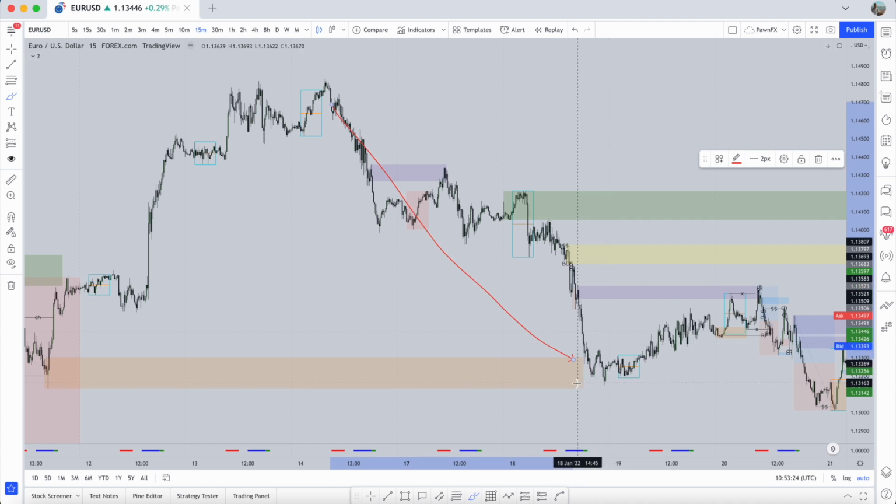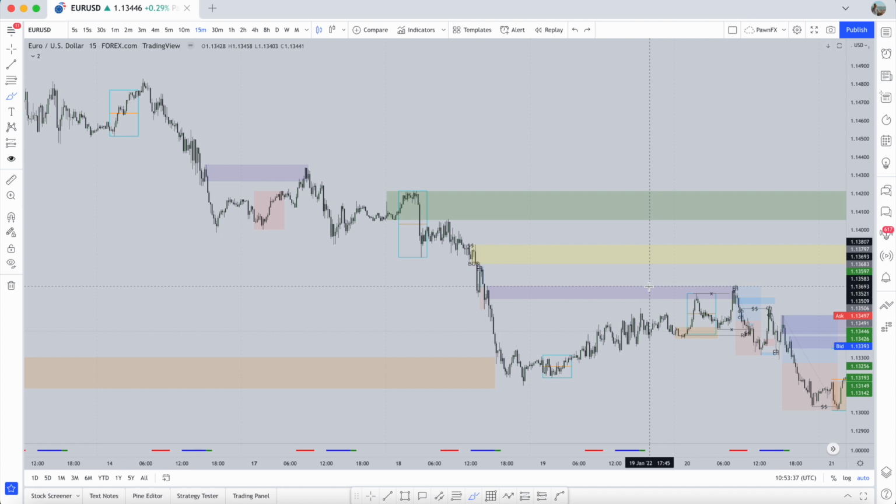So what we've done here is we have reacted from this hourly POI right here. Okay, and then we've pushed to the upside, but then we've started to react from a 15-minute POI here. So then what we've actually got is a predisposed bearish day, because we are continuing the momentum to the downside. Okay, we're reacting from a POI inside of the premium.